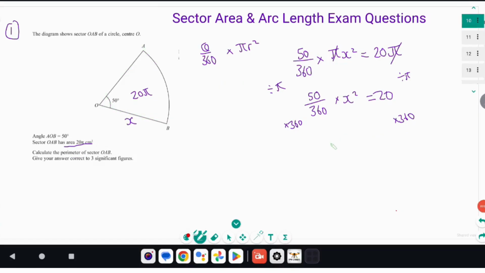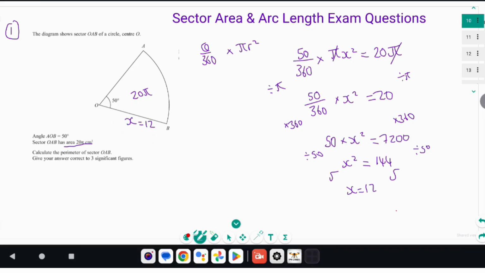which gives us 50 times x squared is equal to 7,200. I'm going to divide both sides by 50. That gives 144. Square root both sides. X is 12. The radius is 12.